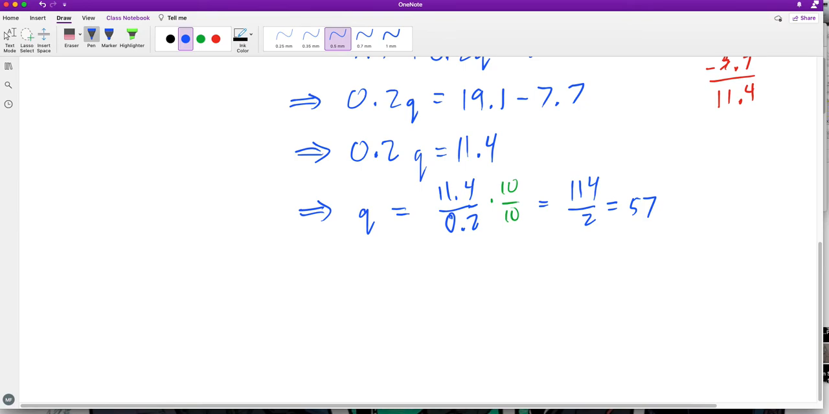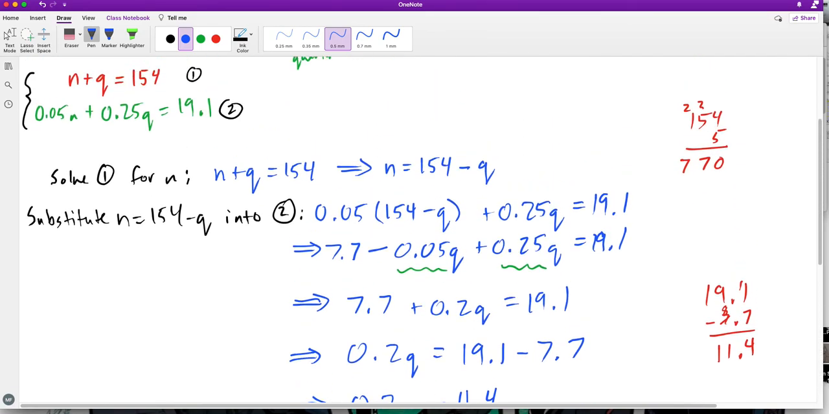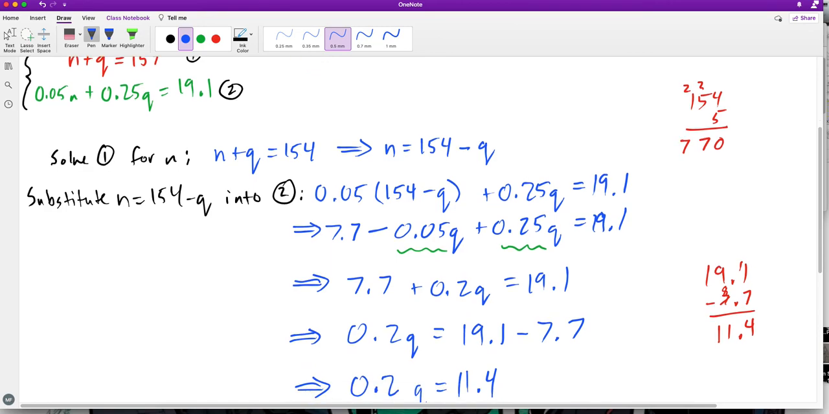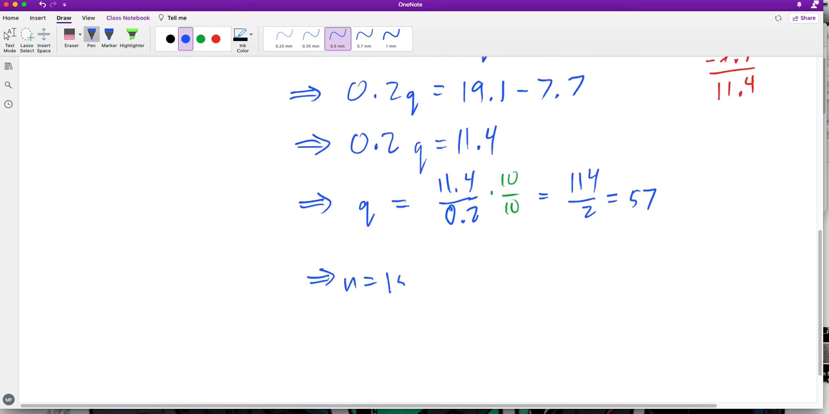So what this means then is n, which was 154 minus q, will be 154 minus 57. So again, do some scratch work over here. And I get 97. So we've now solved our system of equations.